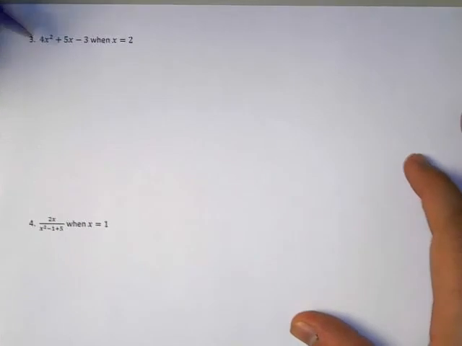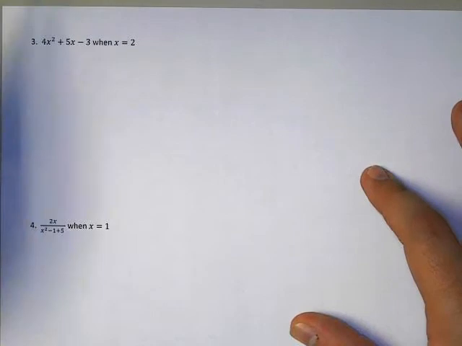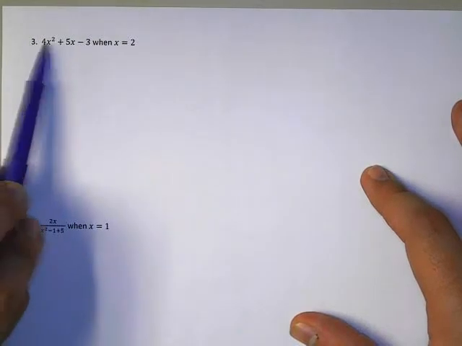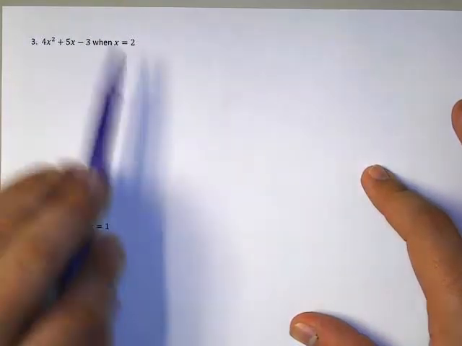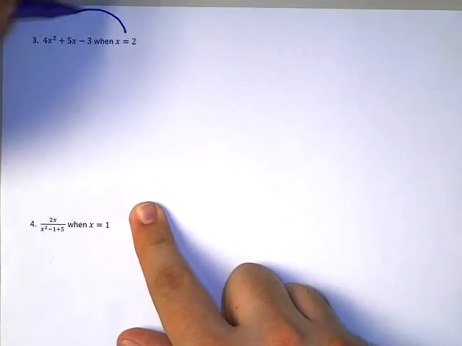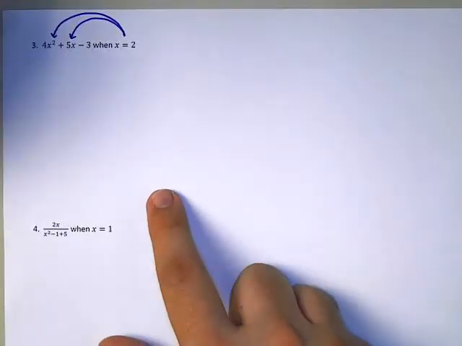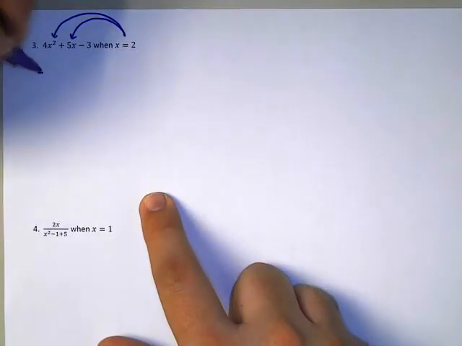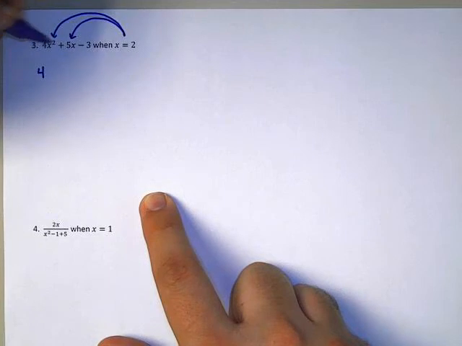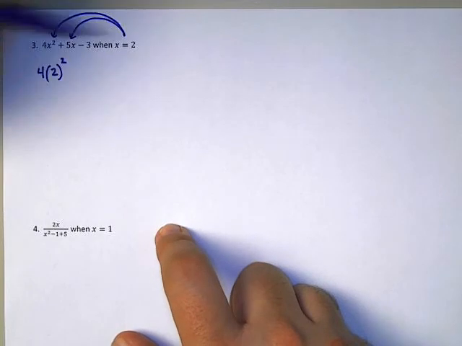Alright, so when we look at this first one, 4x squared plus 5x minus 3. Ooh, interesting. I have multiple x's, which means I'm going to have to plug in this 2 multiple times. So I'm going to actually draw an arrow to both, so I know that I need to put it in everywhere. Okay, so I'm going to have 4, and then if it's 4x squared, remember that that means it's being multiplied by x squared. Okay, all I did was replace the x with a 2.